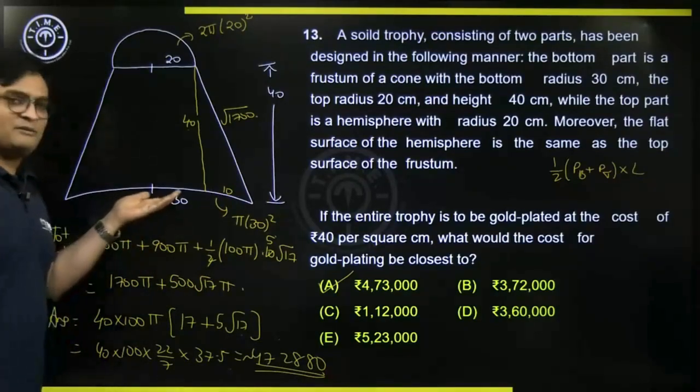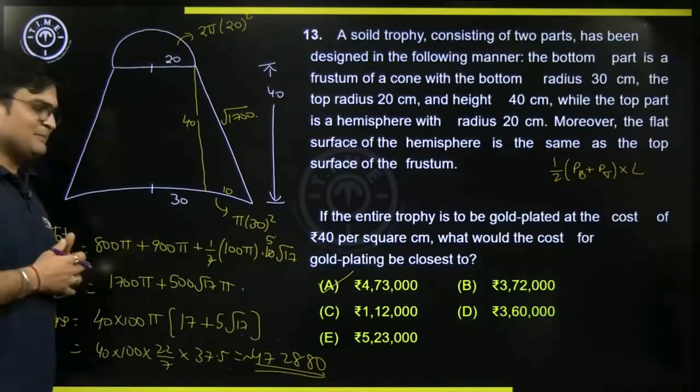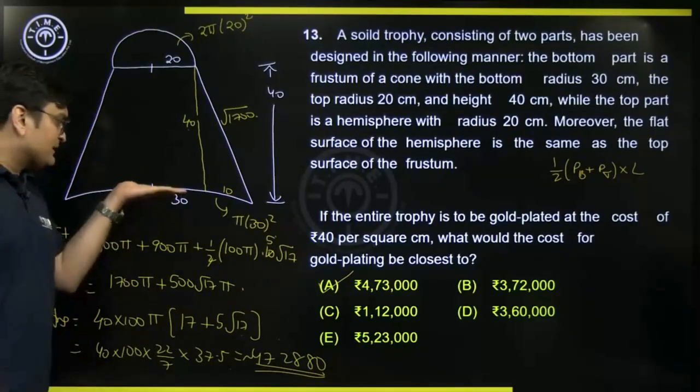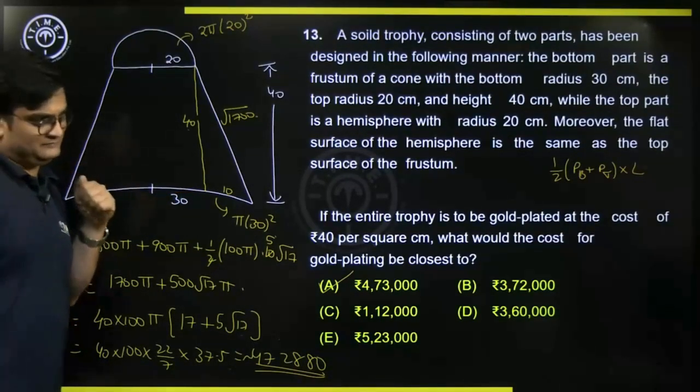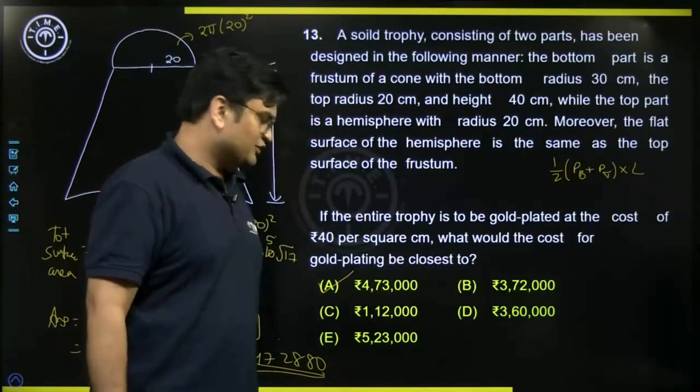And one more thing here, one more calculation error that can happen from the student's end is that students might miss out on the bottom flat surface. That might give you a slightly lower answer. So probably 360 or 372. All right.